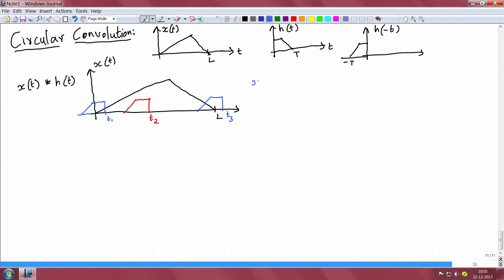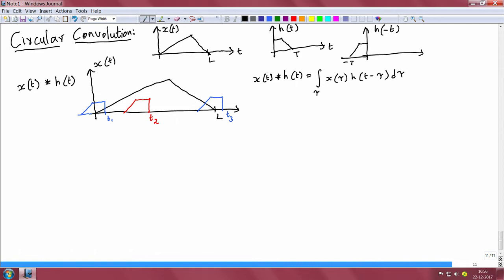Essentially, x of t convolved with h of t is, in this particular case, the integral over tau of x of tau times h of t minus tau d tau. This is the regular convolution that we have.